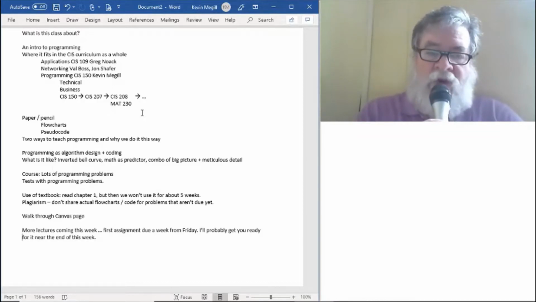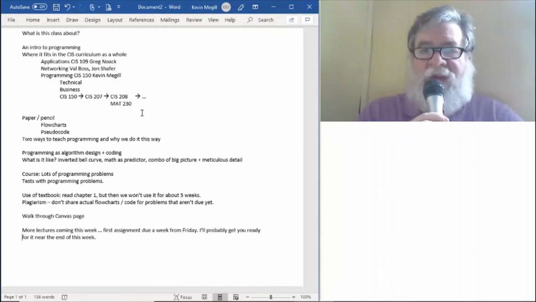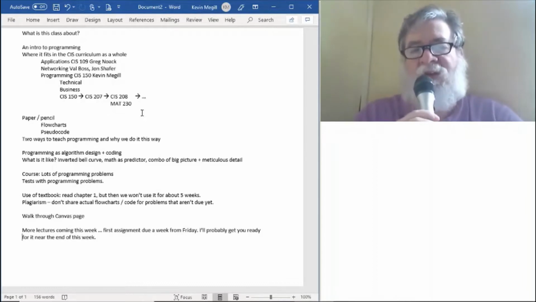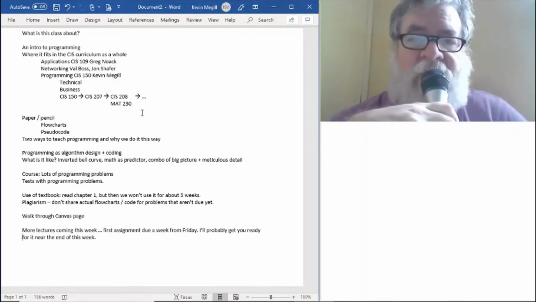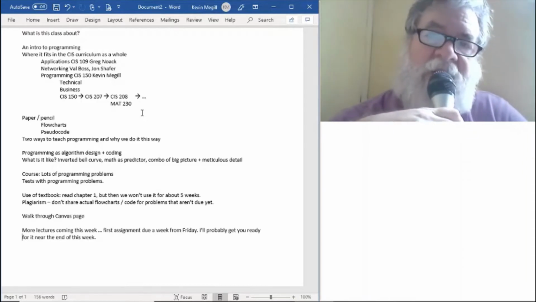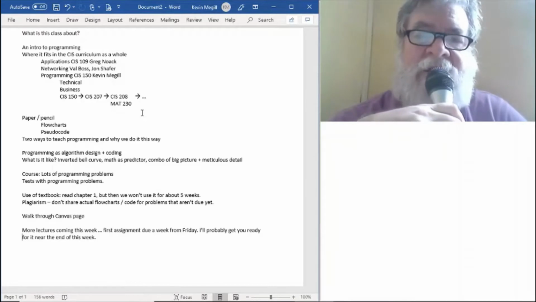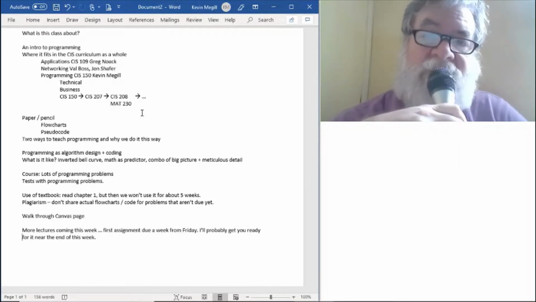We will use the textbook, but not a ton. We won't use it for about 5 weeks, except this first week. So here's what I'd like you to do. This first week, read chapter 1 of the textbook. Just read it. See if it all makes sense. It gives you a background of how computers work a little bit. I think it talks a little bit about programming languages in general and programming in general. It talks about variables, some of the other stuff we're going to be talking about as we go.